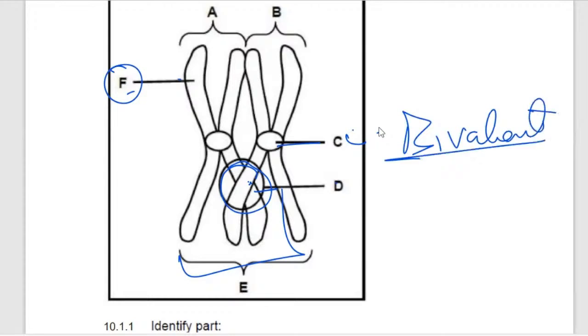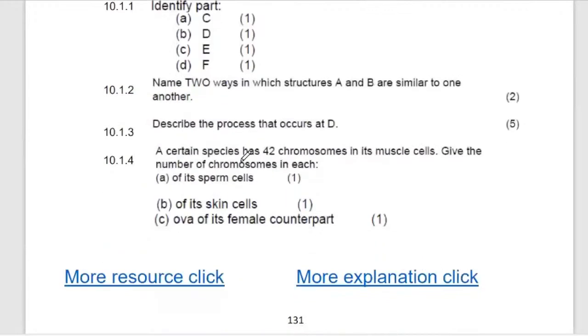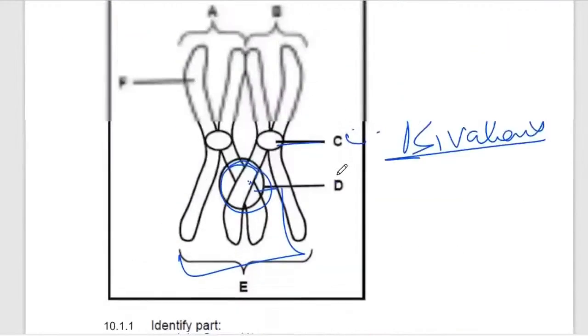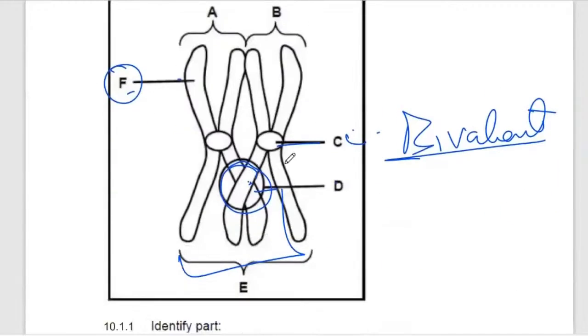Bivalent, né? Or bivalent. Someone might ask me the spelling. Yes. So identify, okay, we have done that. Name two ways in which structure A and B is similar. Structure A and B. How are they similar? How are these two structures similar? They have the same size, né? Same size and shape. Good.